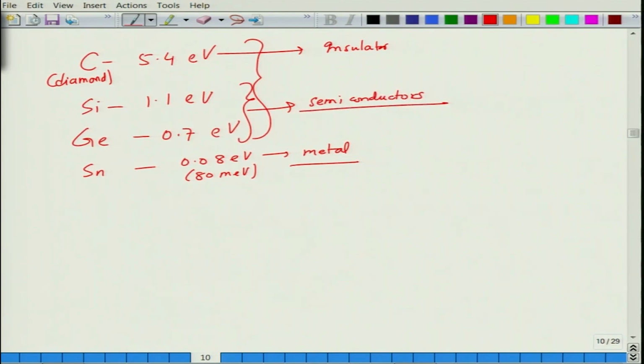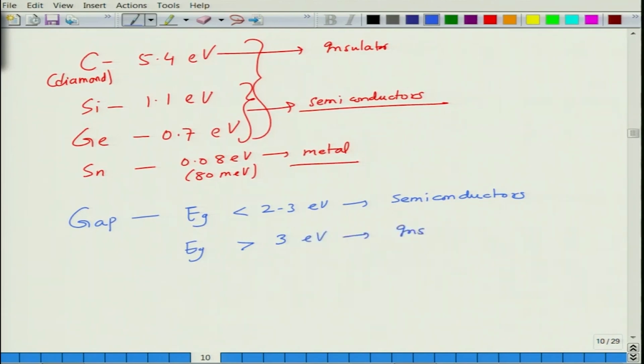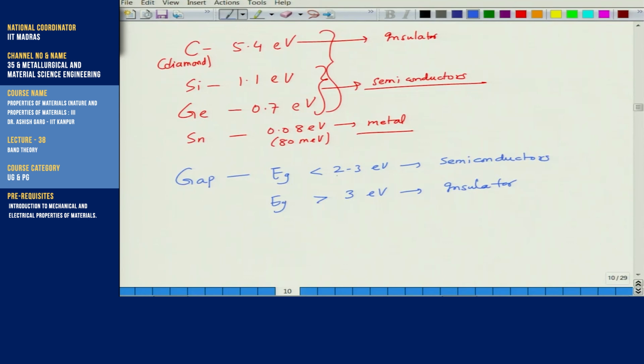So basically this is where the distinction comes. When Eg is less than 2 to 3 eV, then the materials are called semiconductors. When Eg is larger than 3 eV, they are called insulators. Between 2 and 3 you will call them wide band gap semiconductors, and less than 2 you will call them semiconductors. As we will see, there is a reason why we call them semiconductors: you can make them conduct by other means.